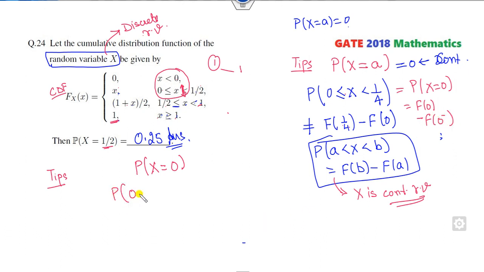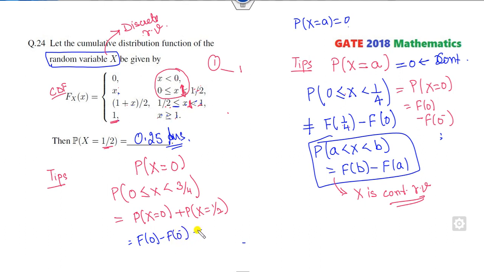For example, once more, if somebody asks you to find the answer of this, again this is not continuous, so you have to write probability x equal to 0. 3 by 4 lies here. So another breaking point is half. Look only at the breaking points of this. Then how do you write it? F of 0 minus F of 0 negative plus probability x equal to half. How do you write the probability x equal to half? That means it is nothing but F of half minus F of half negative.